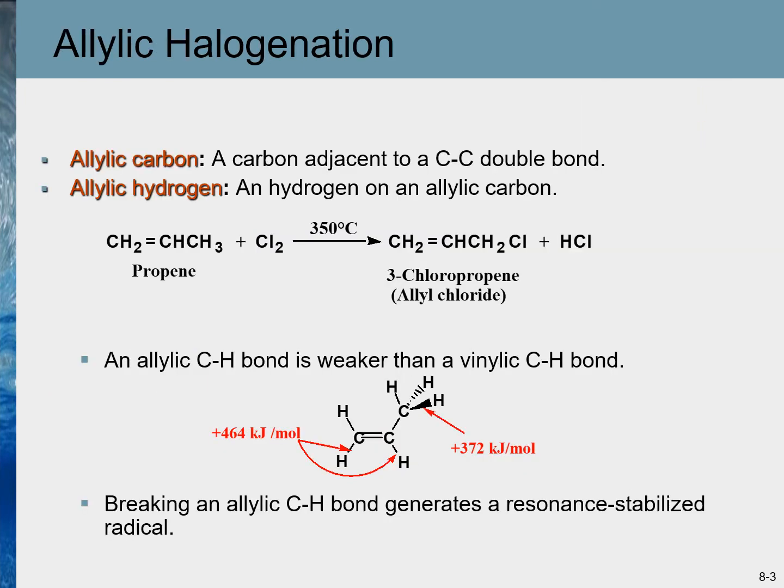Allylic halogenation is one of the most common and versatile radical reactions. The allyl group is a propenyl group such as this. This group is known as the allylic group or allyl group.